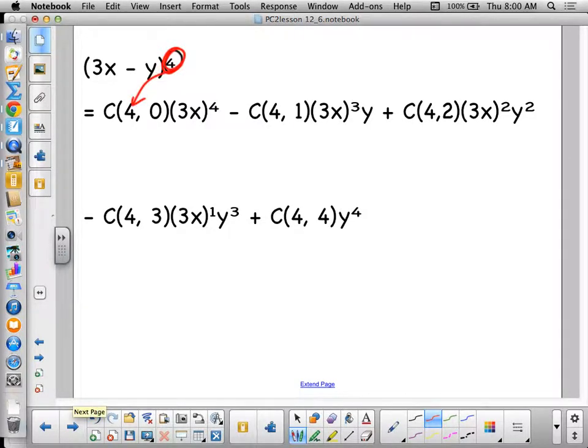We'll start with combination 4 choose 0. The first one is going to take the 3x and raise that to the 4th power, and the negative y and take that to the 0th power. I'm going to make that a negative y just to make life a little clearer. Instead, I alternated signs here, but we can do it this way. Might be easier to see.